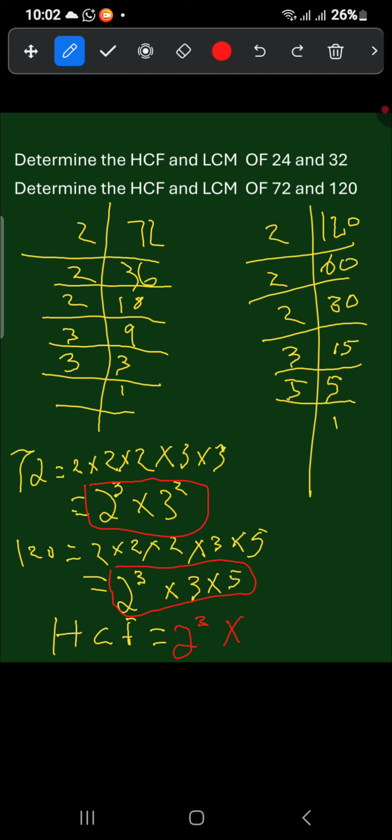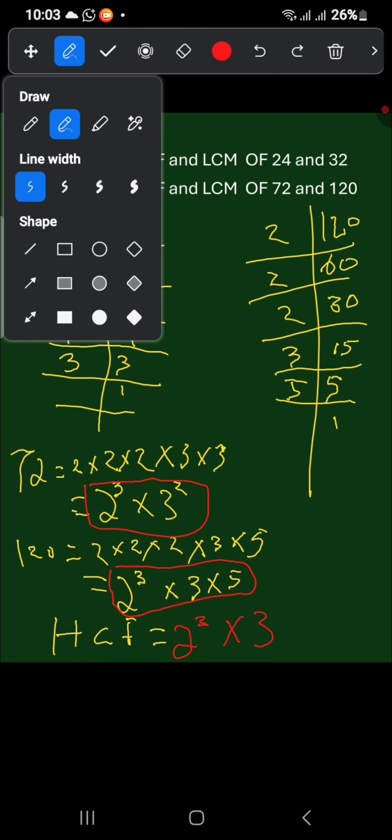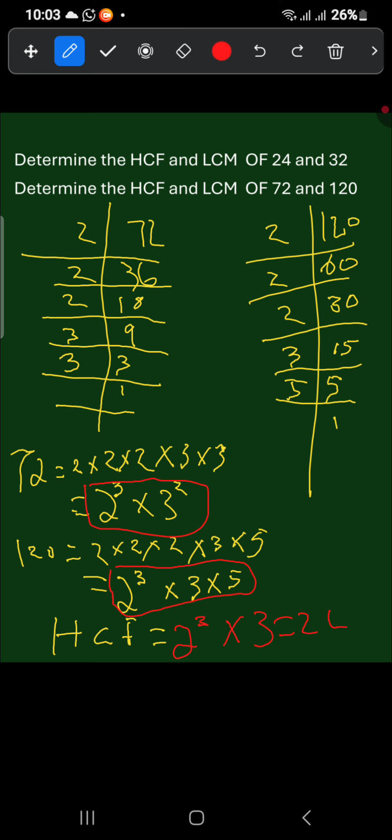Now another number that is appearing both sides is 3. Write 3, then you take the smaller exponent of 3. So 3 has got exponent 2, and this one has got exponent 1, because we can't see anything there. So it's exponent 1, invisible 1. So we take the exponent 1. Therefore the highest common factor is 24 for this one here. Okay.